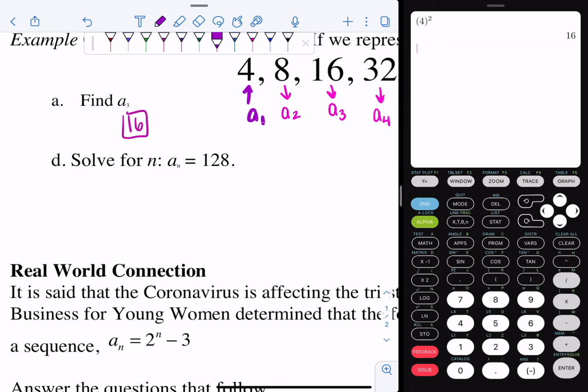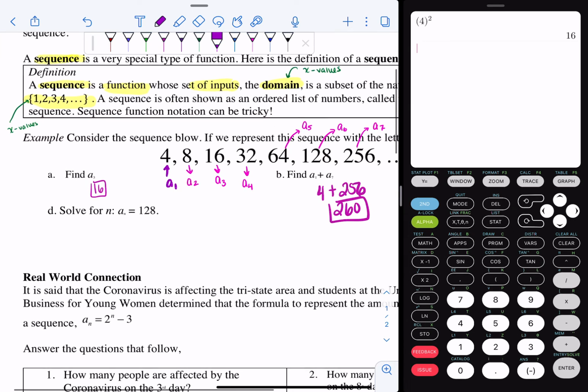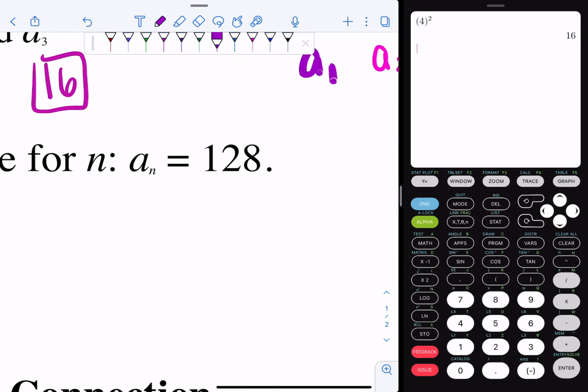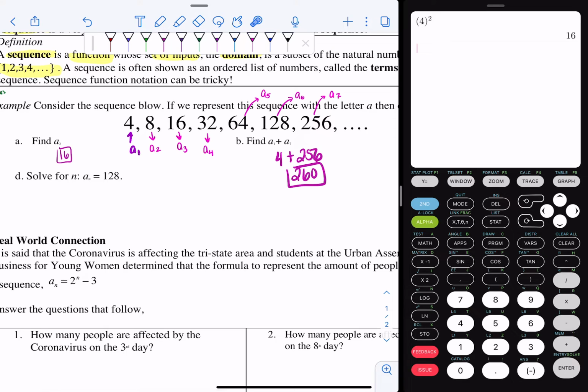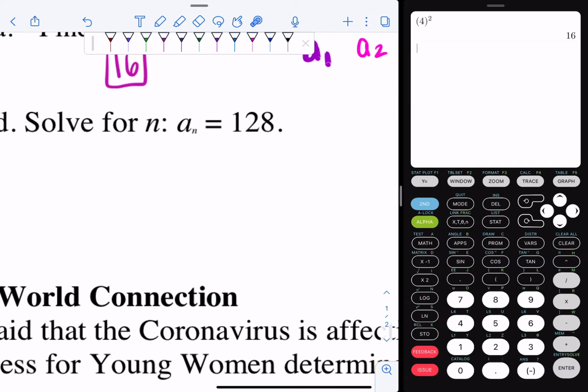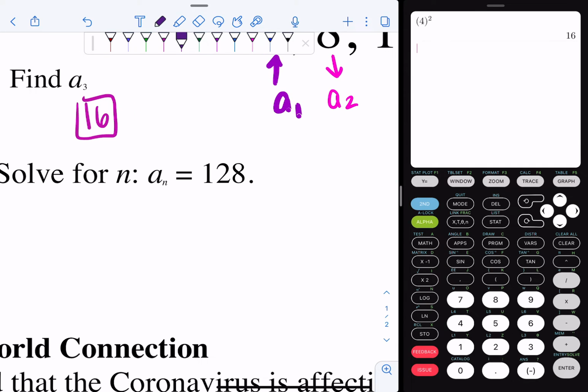Part D, solve for n. So a sub n is equal to 128. So we basically want to go backwards. We want to find out what number or input we need to get that 128. So what we're going to do is we're going to count out. So a sub 1, a sub 2, a sub 3, a sub 4, a sub 5, a sub 6. So I can say a sub 6 is equal to 128, which means my n is 6.